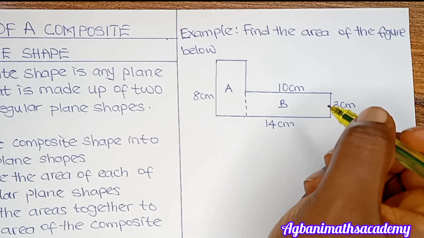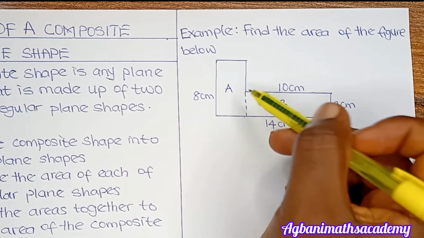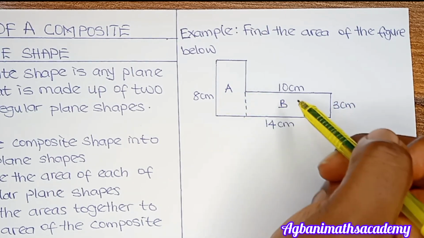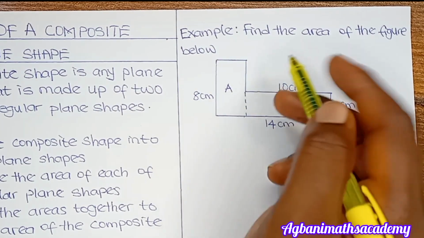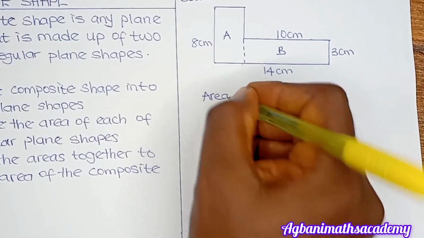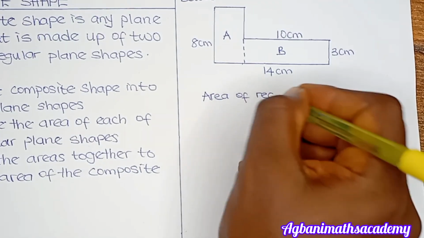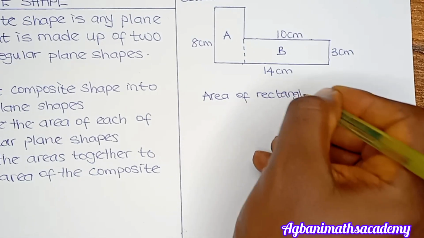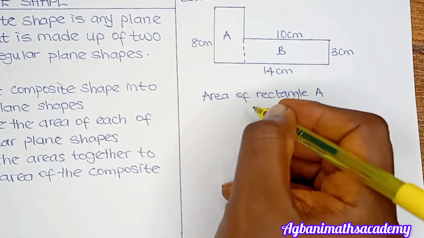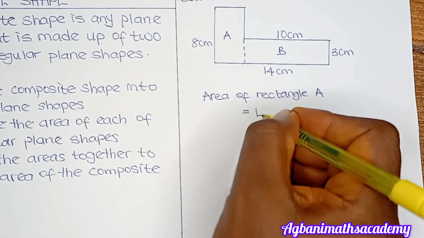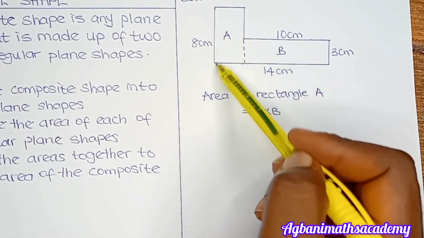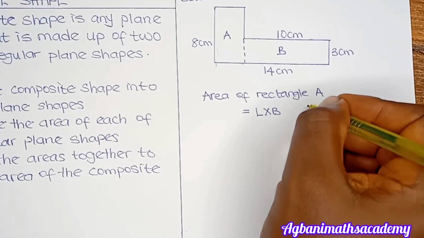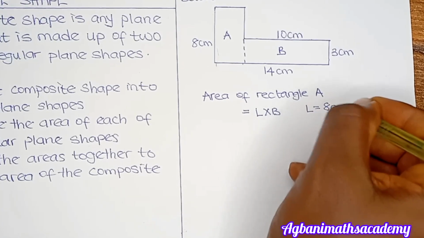Second step, calculate the area of each regular plane shape. So we're going to calculate the area of shape A and then calculate the area of shape B. So shape A is a rectangle. Area of rectangle A. We know that the area of a rectangle is equal to length multiplied by breadth. So for this particular rectangle, what's the length? The length is the longer side, which is 8 centimeters. So length is equal to 8 centimeters.